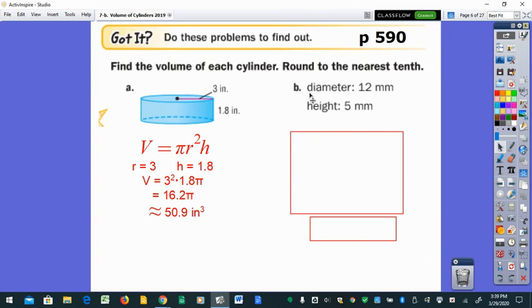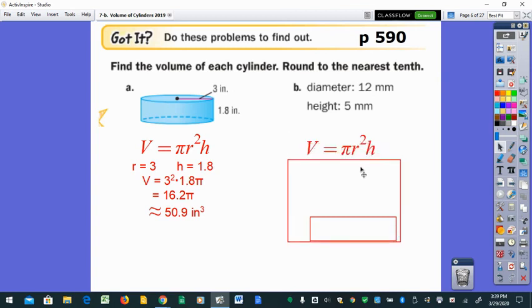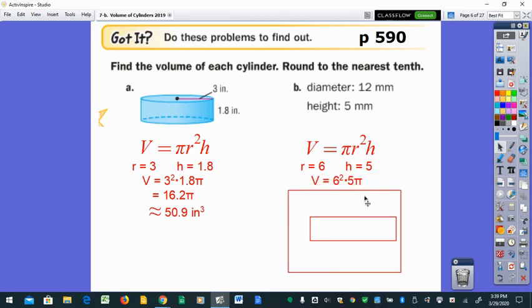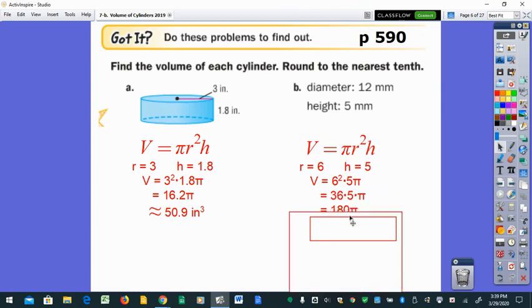Now over here, unfortunately, they gave me the diameter. And for the volume of a cylinder, I need the radius. So the diameter is the long segment, so I need to cut it in half to get the radius. So when I go to do my volume formula, you're going to notice I'm going to use a radius of 6 and a height of 5. I substitute those in, and I'm going to take the radius squared, which is 36 times 5, and I'm going to stop before I multiply by pi and write that down. 180 pi is my exact answer.